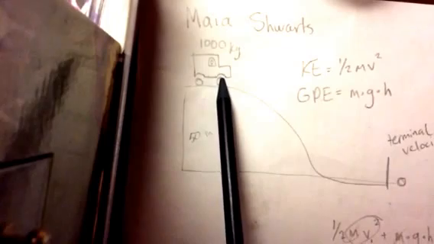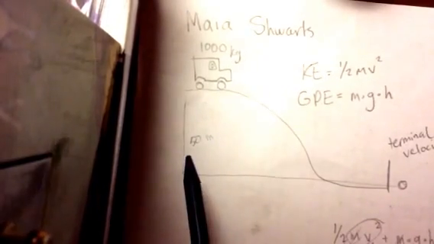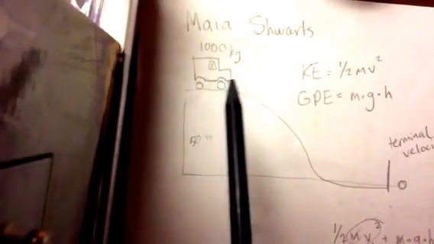We have a 1,000 kilogram car 50 meters off of the ground on a hill, and I want to find the terminal velocity at this point.